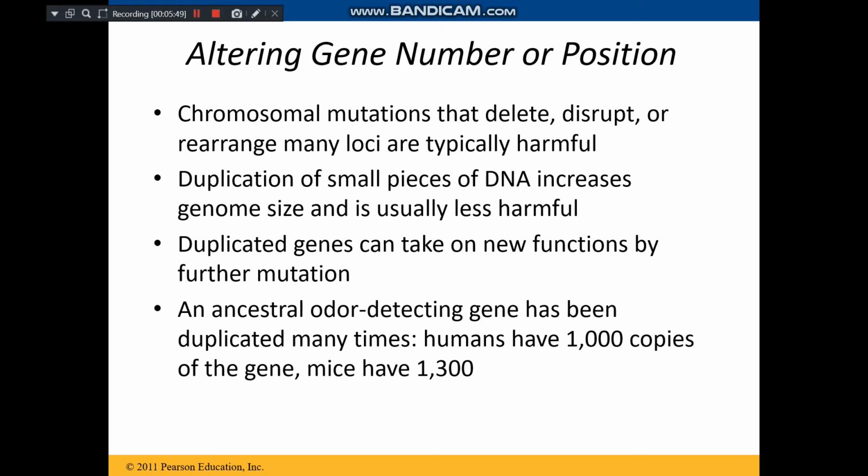Just to give an example, to detect the odor of anything, we have genes. This gene has duplicated a number of times. The duplication has taken place less in humans and more in mice. In humans, we have almost 1,000 copies of the gene, duplicated genes. In mice, it is 1,300.